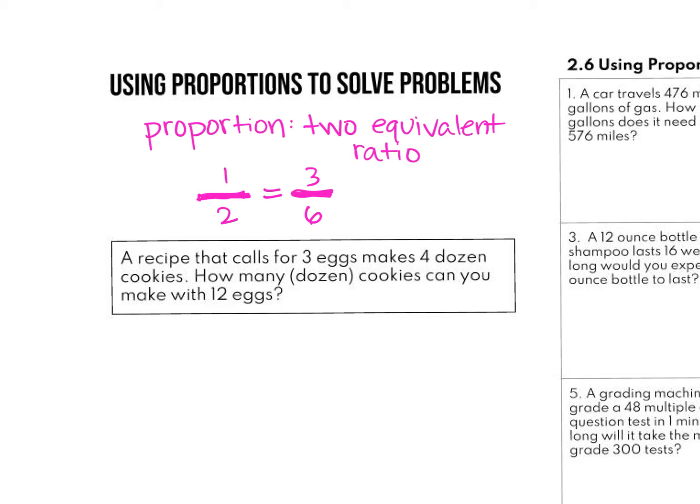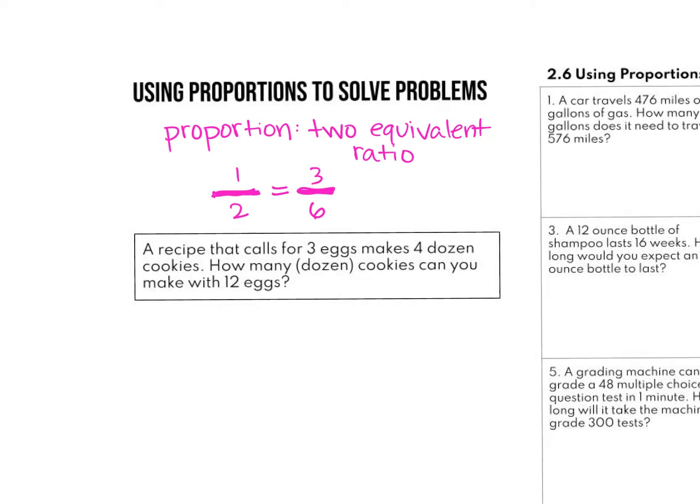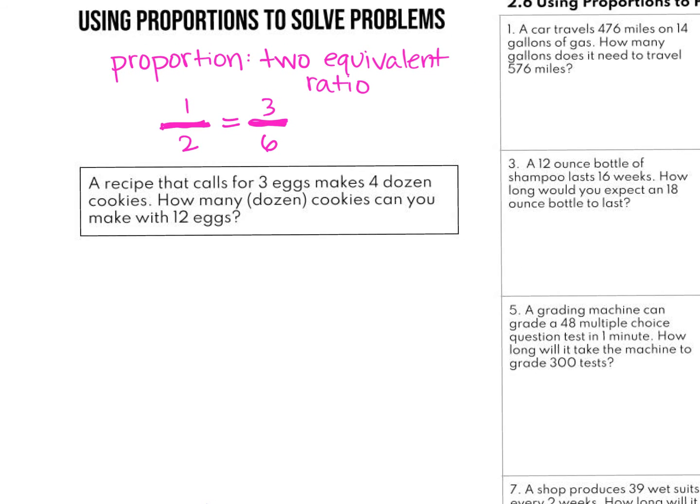But we can use a proportion if we have an unknown that we're looking for. So here is an example: a recipe that calls for 3 eggs makes 4 dozen cookies. How many dozen cookies can you make with 12 eggs? One note I want to make is you can use a table to help you set up the proportion. And I'm going to show you how to do that. Okay.